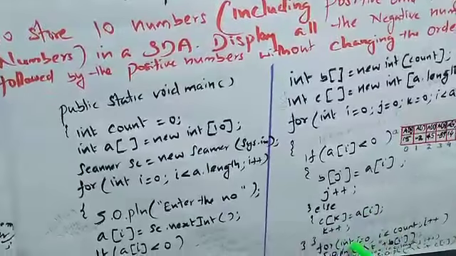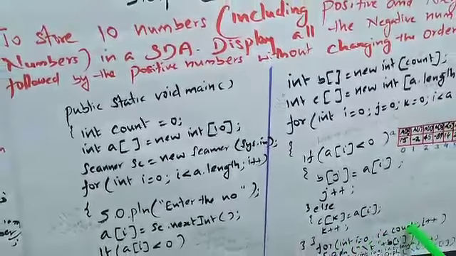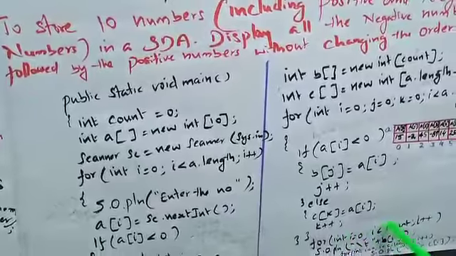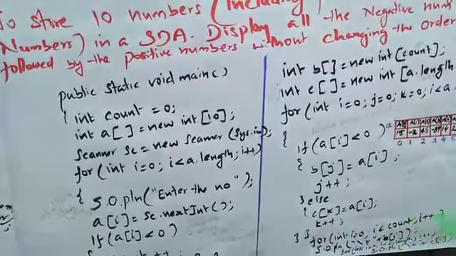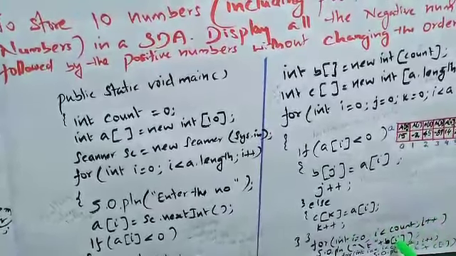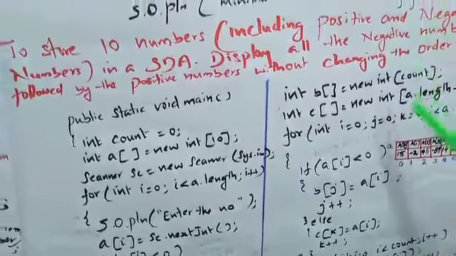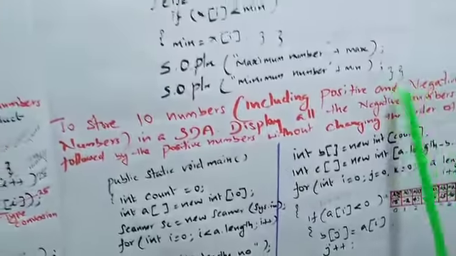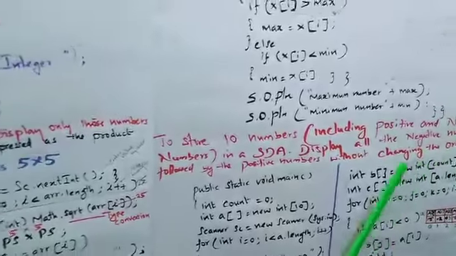And after that, int i is equal to 0, i less than count, i plus plus. Then all the negative values you are getting, you have to do here and print. So in this way you can do this part, finding the positive and negative part.